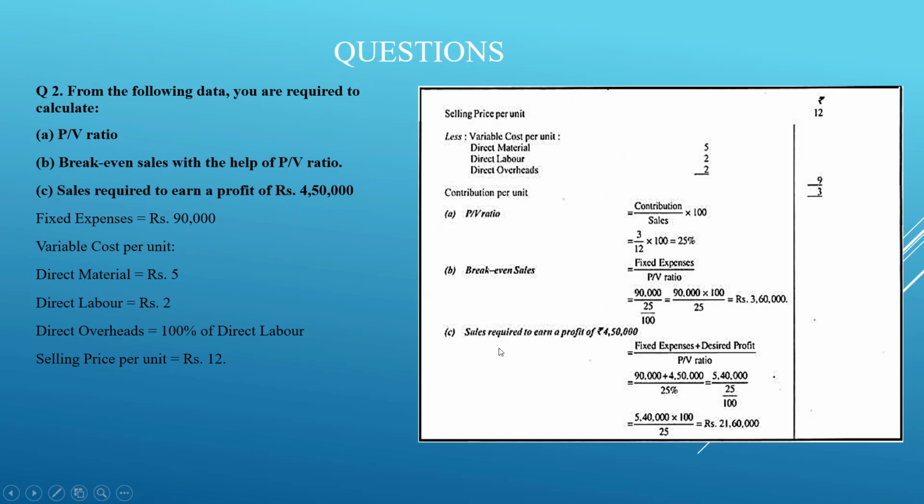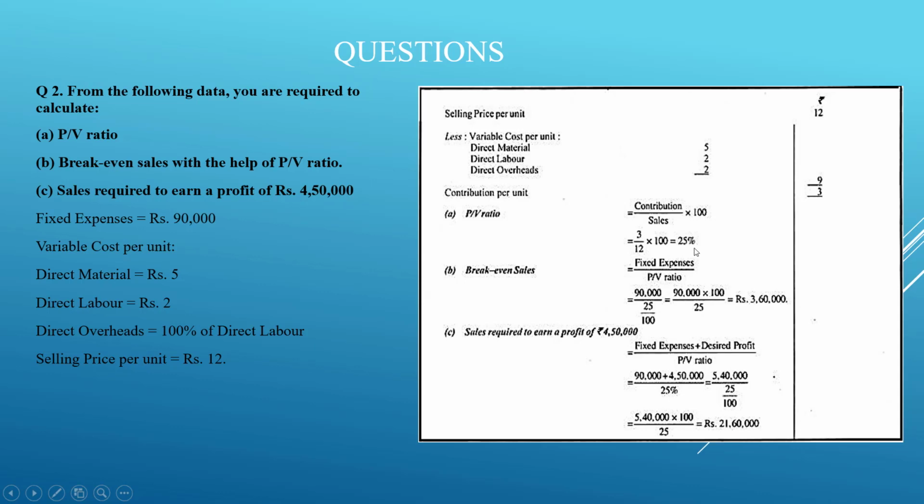Okay. Next is sales required to earn a profit of rupees 4,50,000. Now you have to earn this much profit. If you have to earn this much profit, what is the sales amount you need? They are not asking about units. They are asking about sales, the rupees value. They are not asking the number of units. They are asking rupees. So in case of rupees, how to find out? Fixed expenses plus desired profit. Now fixed expenses, we have 90,000 plus desired profit. How much is it? It will be given in the question only. Okay. That is 4,50,000. Desired profit is 4,50,000 divided by PV ratio.